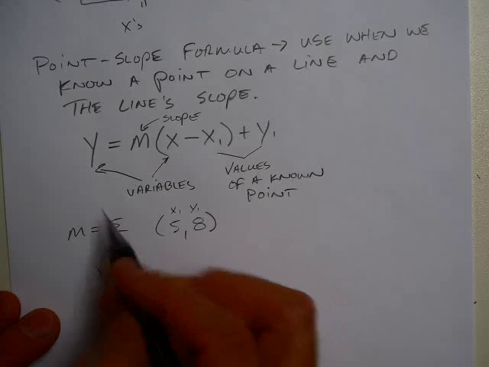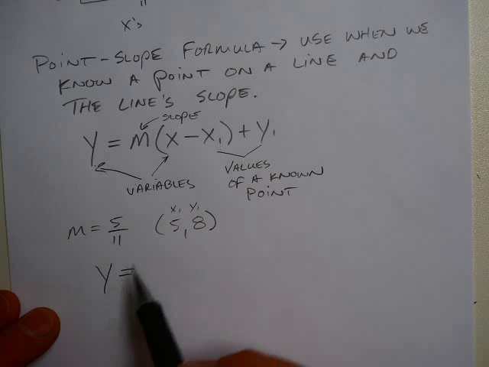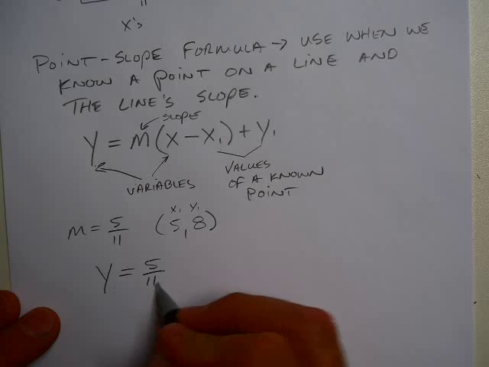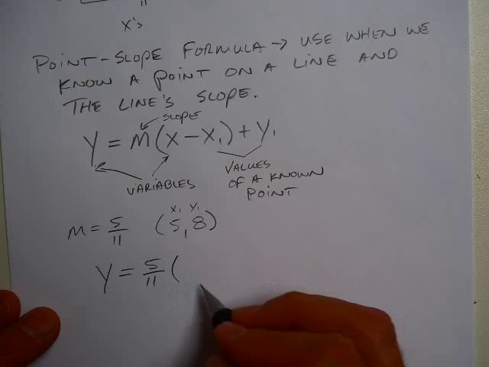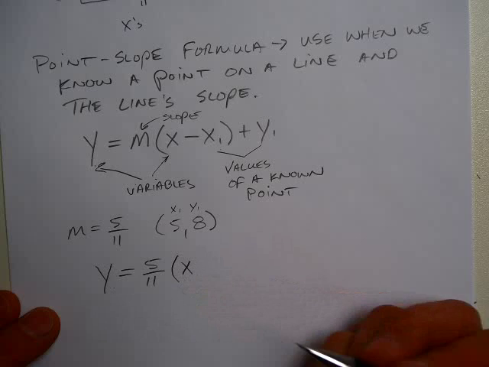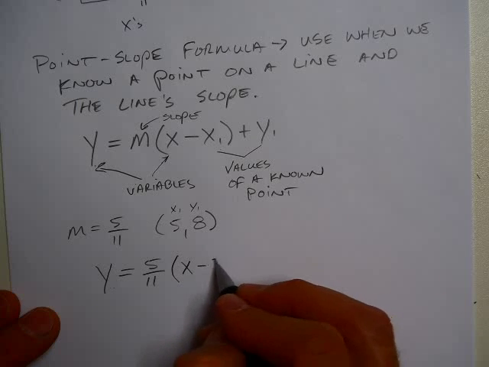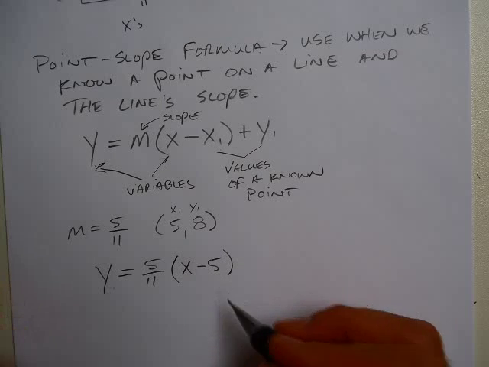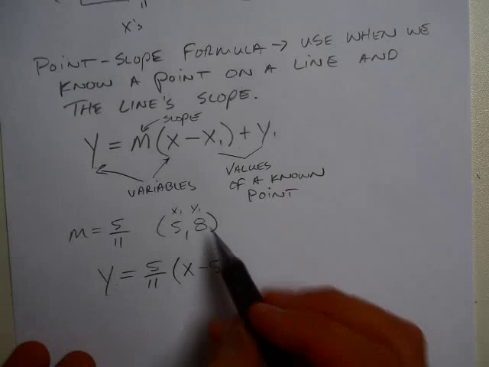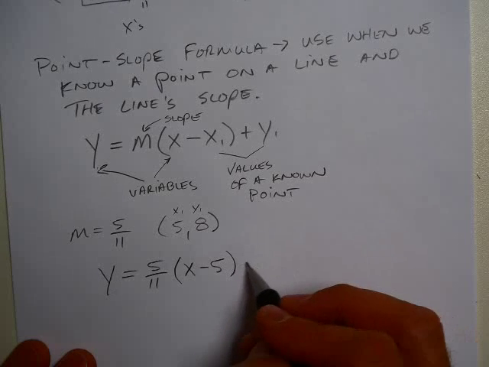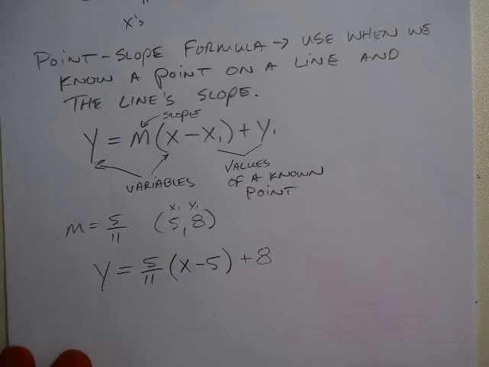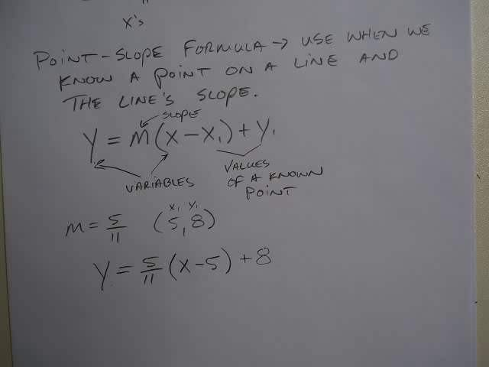Y equals, my first variable, equals m, 5/11. Yeah, this is going to be kind of ugly, I think. Times x, a variable, minus 5. And then we just add or subtract, if the sign tells us to, the y1. Okay. That's it. That's now in point slope form.